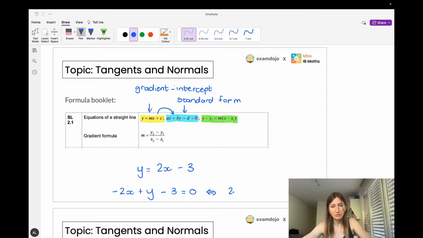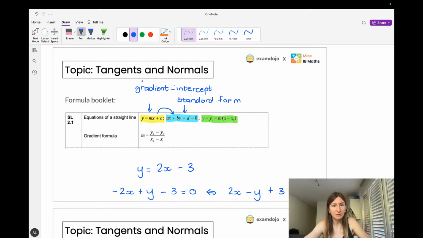So you could change, like pretend we move it all over to the other side and make it negative. So 2x minus y plus 3 equals 0. They're exactly the same. This one just looks a little bit neater. We prefer when the leading term has a positive coefficient. So that's what they mean by standard form. So you can take any line like this and put it in standard form.